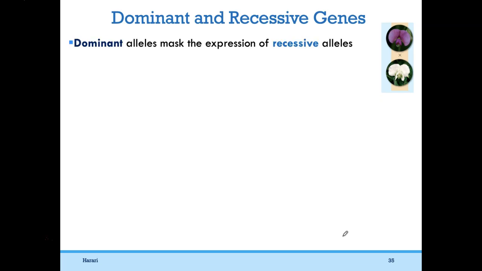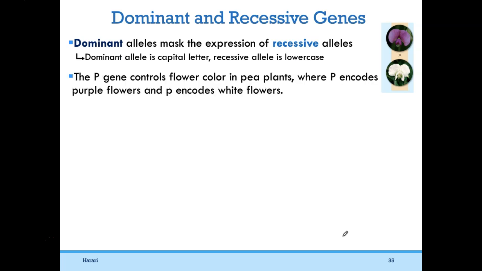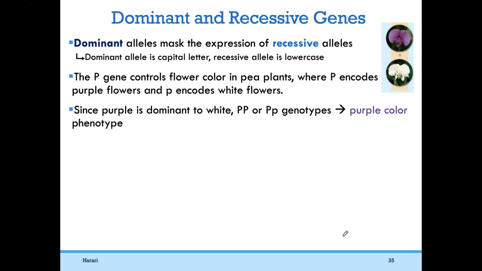So the dominant allele masks the expression of the recessive allele. Right? And we said the dominant allele is always a capital letter, the recessive allele is always a lowercase letter. The P gene controls flower color in pea plants. We said big P encodes for purple flowers, little p encodes for white flowers. Since purple is dominant to white, either big P, big P or big P, little p genotypes would give us the purple color phenotype.